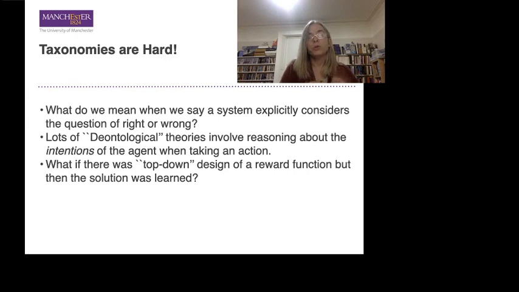But you shouldn't think of them as things with rigid boundaries, that some system is definitely in one of these categories, it's definitely an implicit ethical agent, or it's definitely an explicit ethical agent. But just be aware that it may have some implicit features, some explicit features. And, you know, for instance, when I'm trying to distinguish between implicit and explicit ethical agents, I'm saying that the system explicitly considers the question of right or wrong. Well, what does that mean?